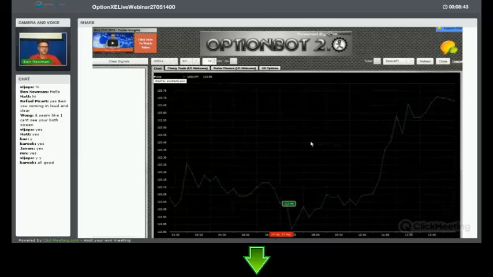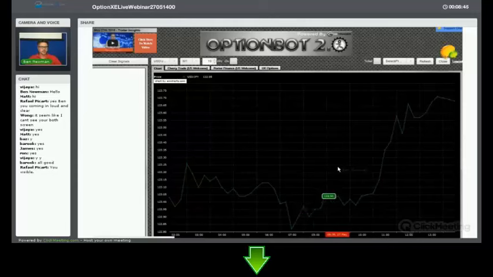Right, so this has changed now. We can see that the US dollar has not really picked up against the yen.